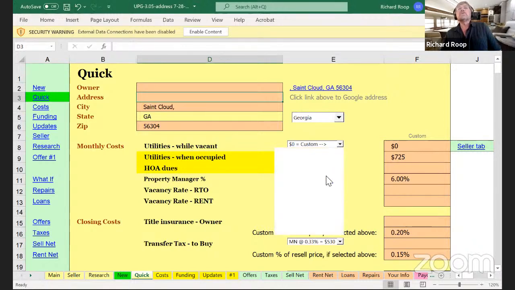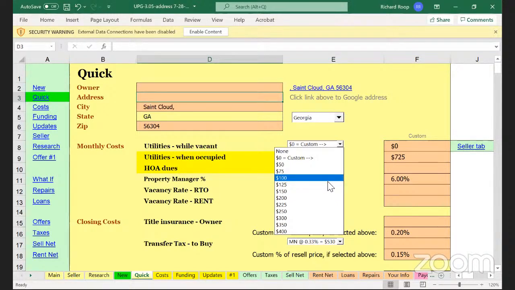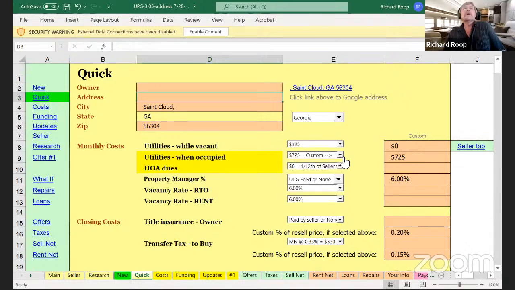Utilities while vacant. So how much would you pay for utilities while it's vacant? For water and fixing it up, power, probably 100, maybe 125, somewhere there. And then when it's occupied, none. Okay. And then there's no homeowners dues.